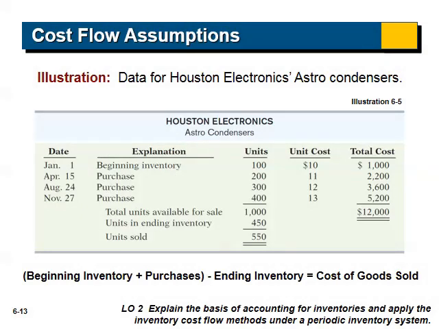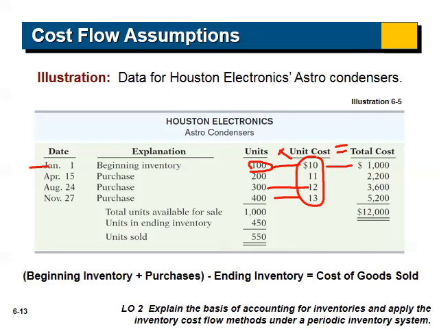So here's a little bit broader illustration. You started the year in your beginning inventory on January 1. You had 100 units, each one costing $10. You just multiply through to get your total cost of $1,000. And then you purchased 200 at 11, 300 at 12, 400 at 13. Notice that the cost that you paid from your supplier was increasing during the period.